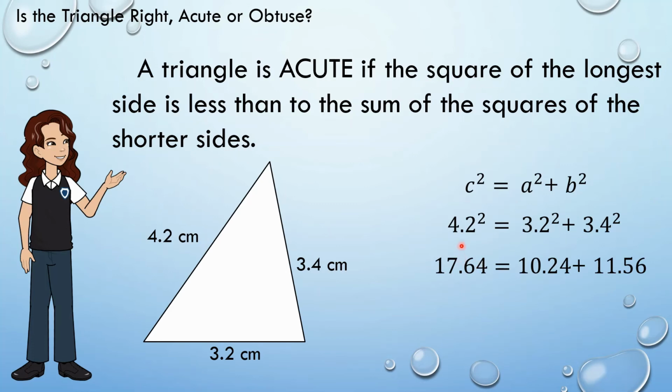So 4.2 times 4.2 is 17.64. Then 3.2 times 3.2 is 10.24, and 3.4 times 3.4 is 11.56. So the sum of 10.24 plus 11.56 is 21.8, and this is not equal to 17.64. So we use the symbol: 17.64 is less than 21.8.